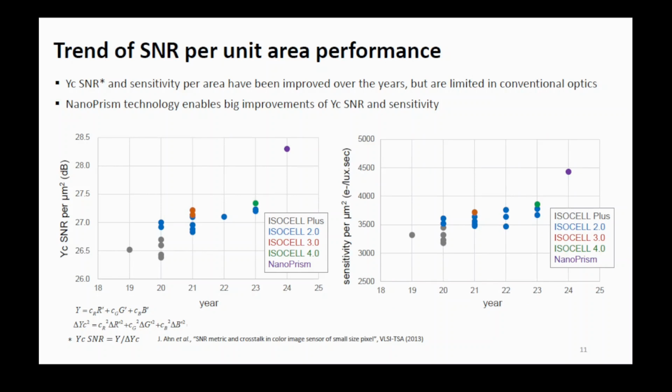So I chose the YCSNR and the sensitivity per area as the pixel optical performance metrics. We can see that as we advance from the first generation to the fourth generation, the YCSNR and the sensitivity improve, but it is seen to be limited. It is very difficult to surpass a certain line. But if we apply the nanoprism technology, we can see that a great improvement is achieved.